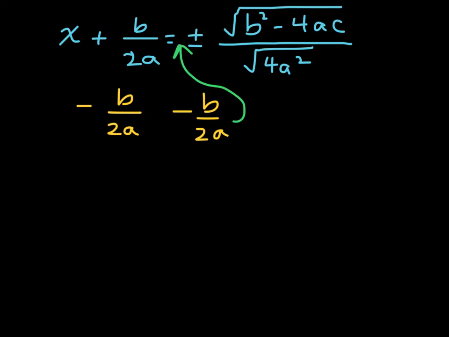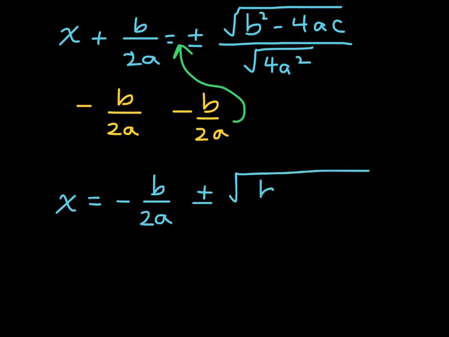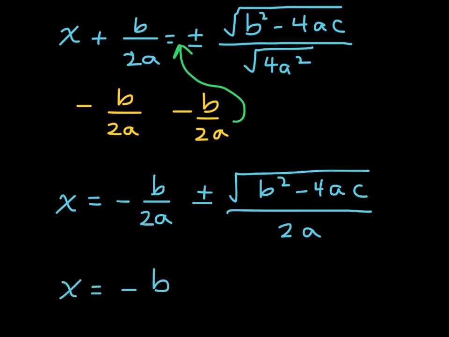The other thing I'm going to do as well is evaluate this square root. The square root of 4a squared is just 2a. So then x is equal to negative b over 2a plus or minus the square root of b squared minus 4ac over 2a. Now, please notice that these two terms have the same denominator, so we can actually add the numerators: negative b plus or minus the square root of b squared minus 4ac, all over 2a.